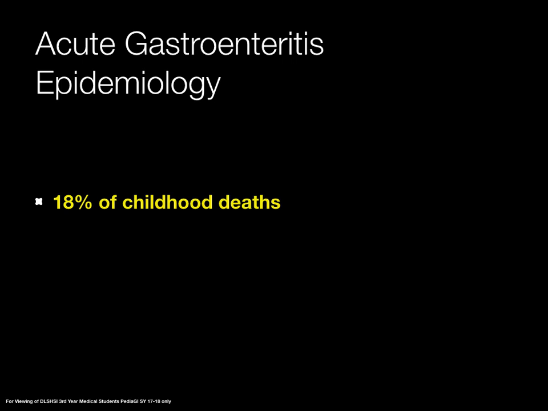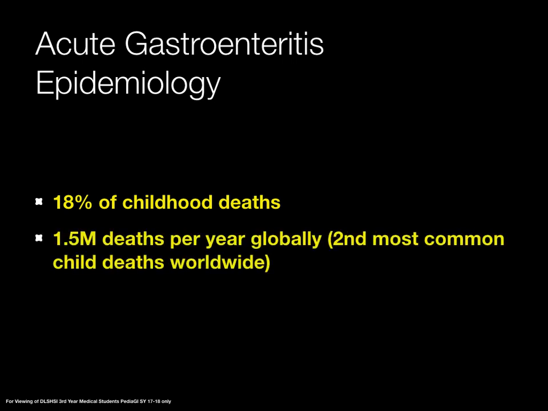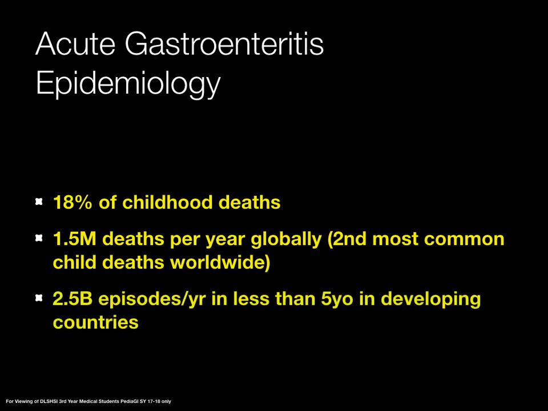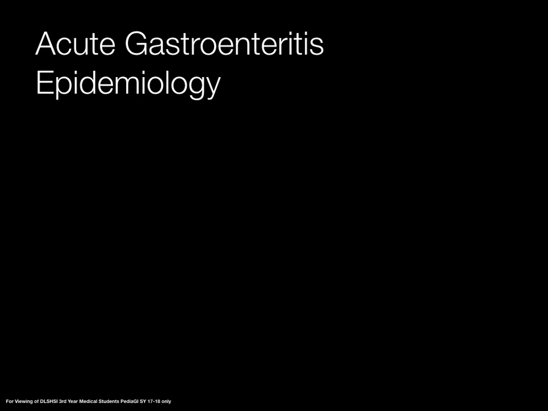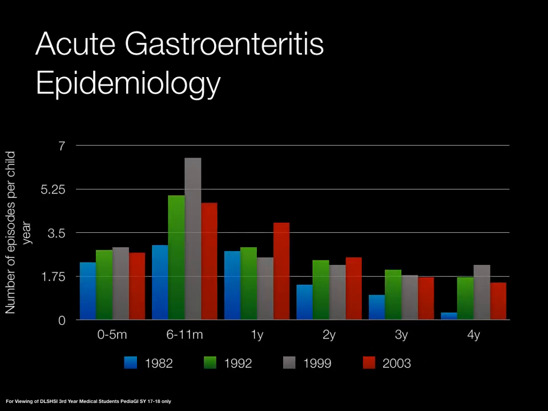It usually accounts for 18% of childhood deaths and 1.5 million deaths per year globally, and is the second most common cause of child deaths worldwide, second to pneumonia. There are 2.5 billion episodes per year in children less than 5 years old in developing countries. The global mortality may be declining, but the overall incidence of diarrhea remains unchanged at about 3.6 episodes per child per year.